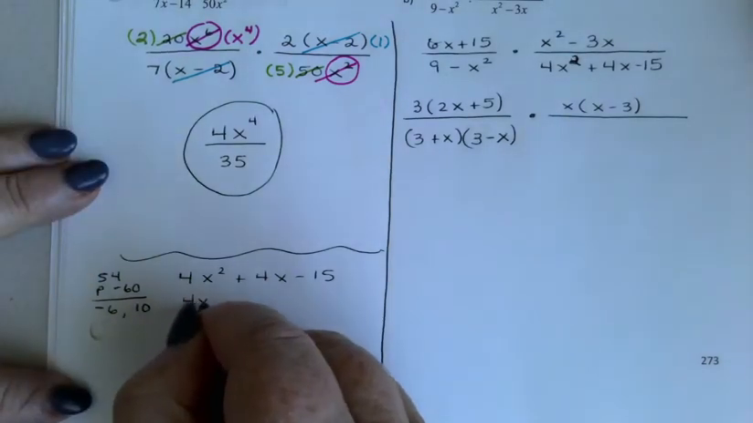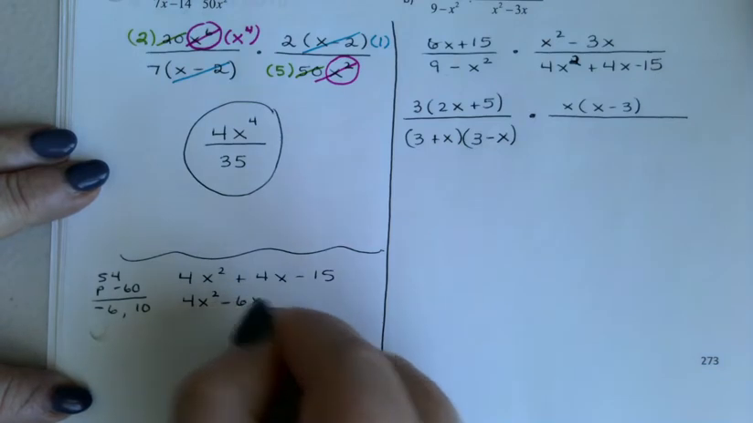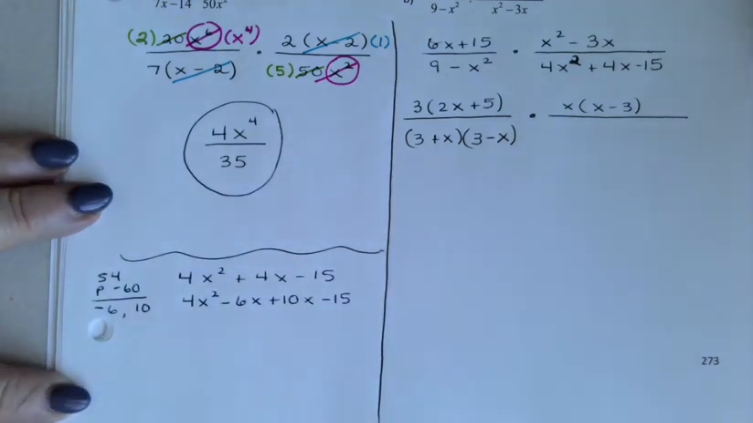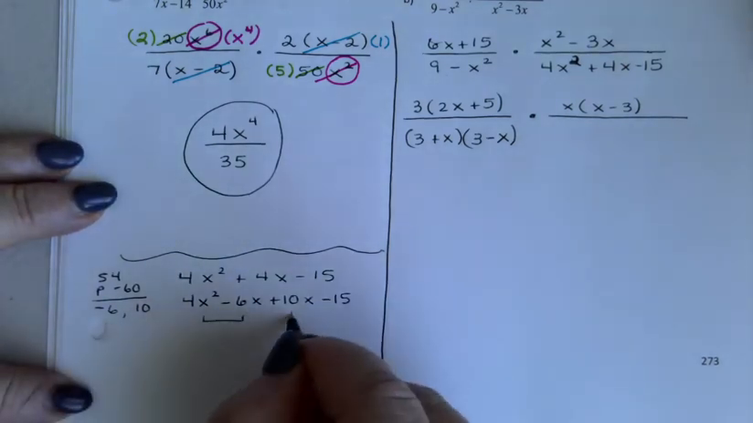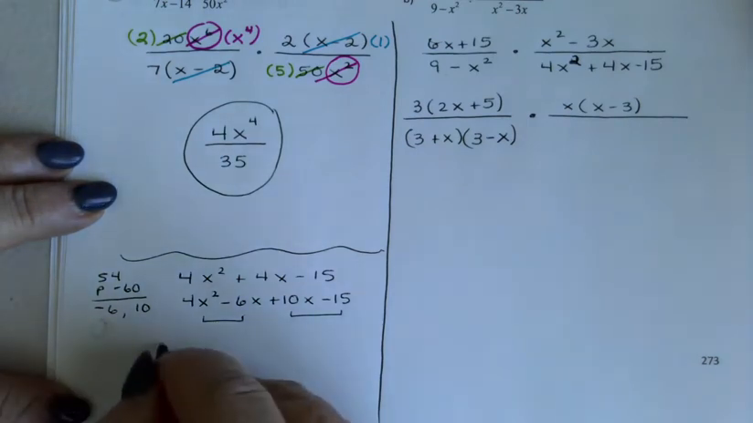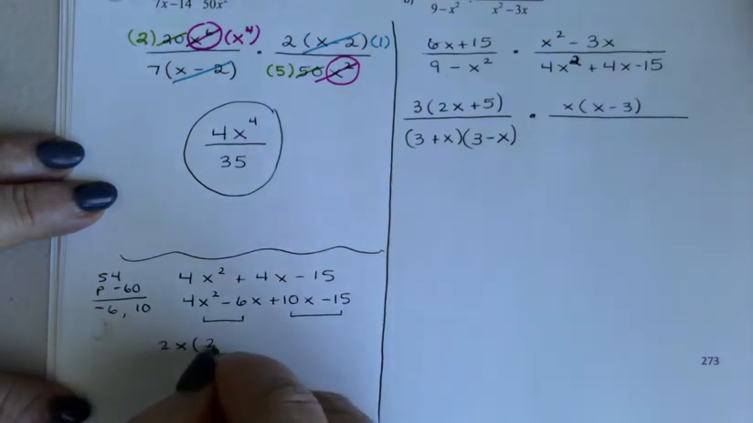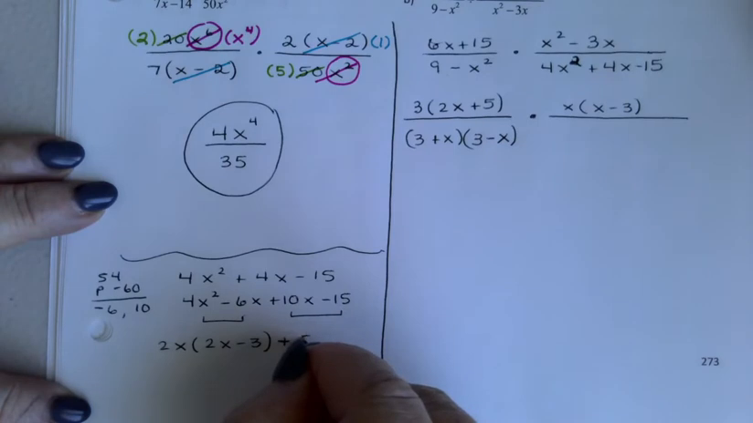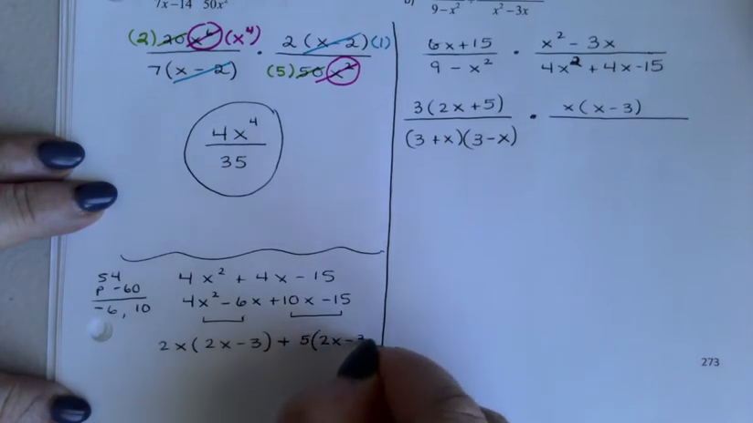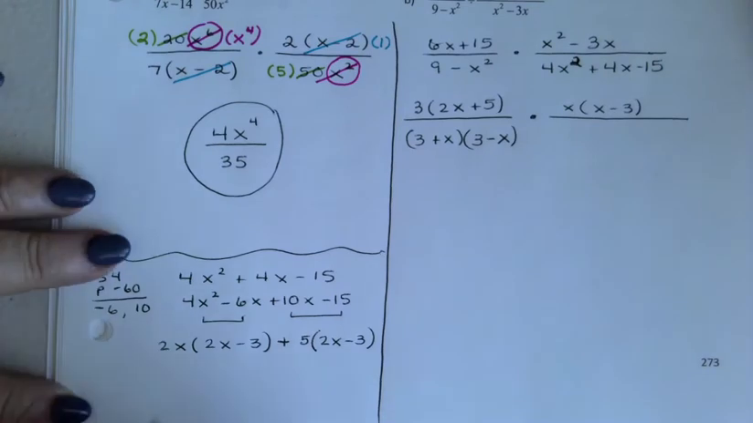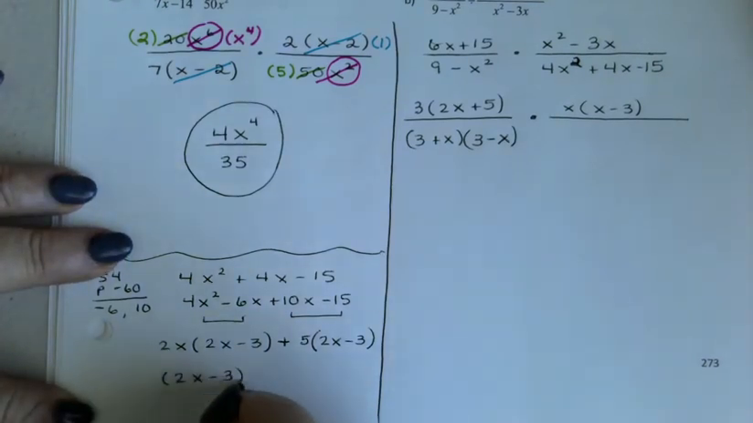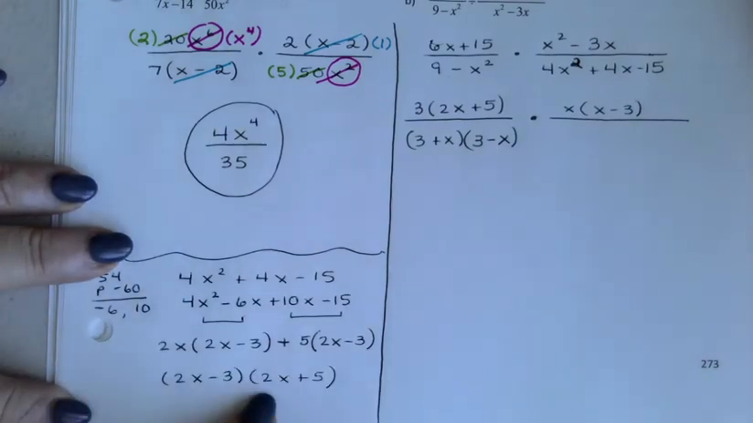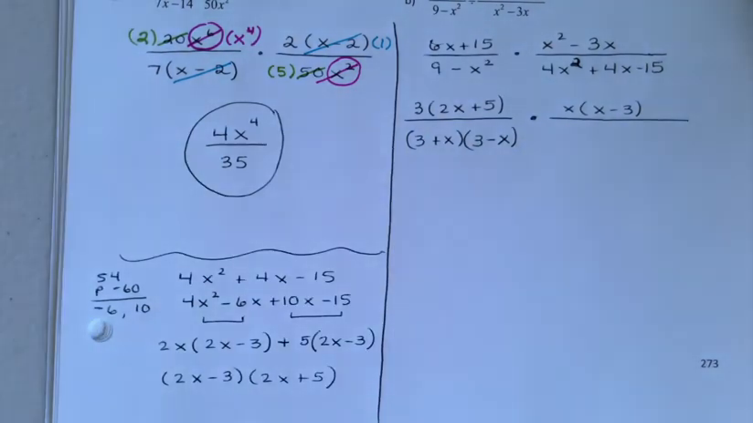So I'm going to rewrite this as 4x squared minus 6x plus 10x minus 15. First group, I can factor out a 2x. Gives me 2x minus 3. Plus, in the second group, I can factor out a 5. Also gives me 2x minus 3. So I'm going to get 2x minus 3 times 2x plus 5. And all of that was done just to get what goes in the denominator of that second fraction.